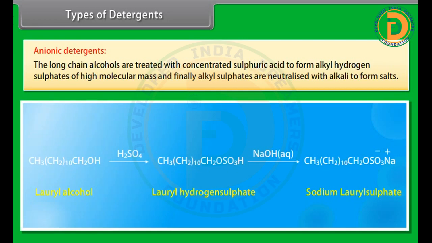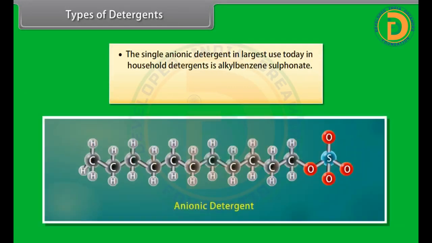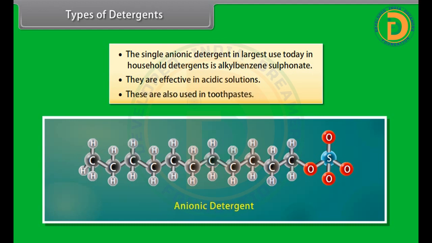The long-chain alcohols are treated with concentrated sulfuric acid to form alkyl hydrogen sulfates of higher molecular mass, and finally alkyl sulfates are neutralized with alkali to form salts. The single anionic detergent in largest use today in household detergents is alkyl benzene sulfonate. They are effective in acidic solutions. These are also used in toothpastes.